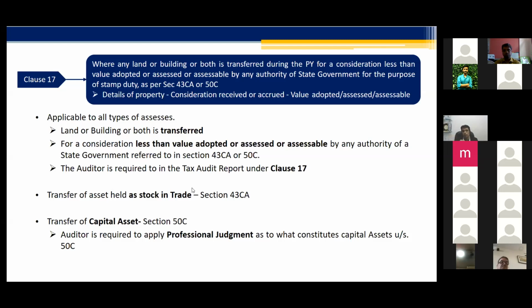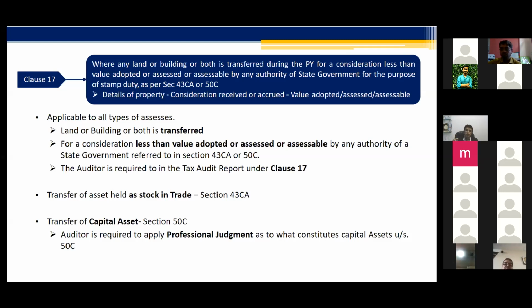The second question that arises is, supposing I'm selling a building and the difference between the stamp duty value and the transaction value is within the permissible limit, should I still report it? If I've sold the asset for 1 crore and the stamp duty value is 1 crore 3 lakhs, the difference is within the permissible 5%, or 10% now. Should I do a reporting?